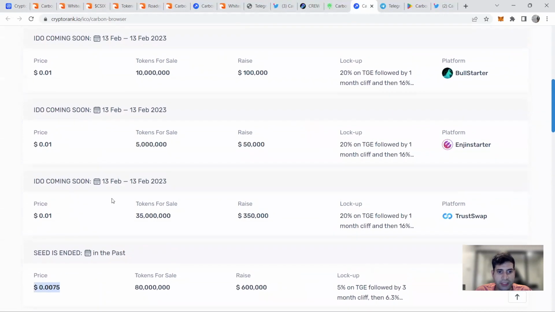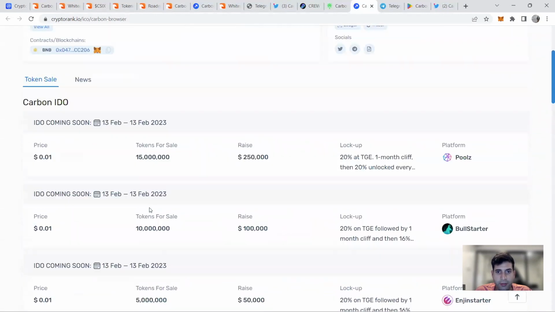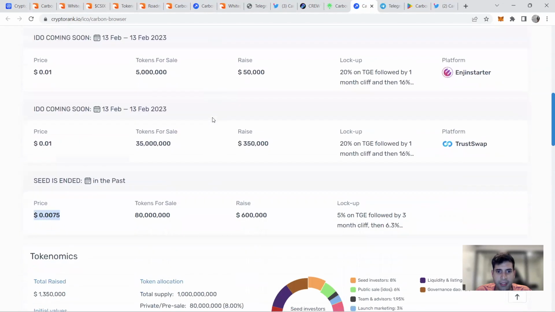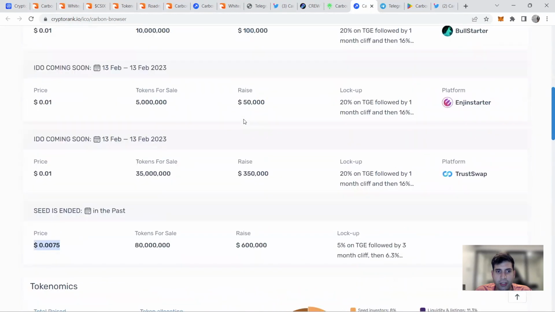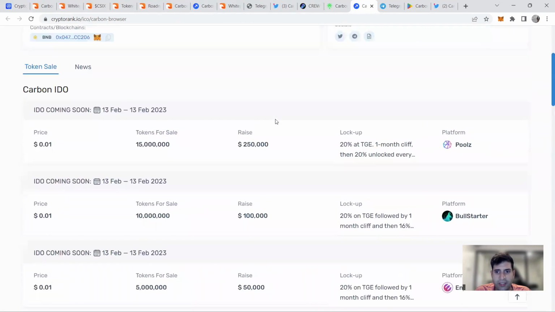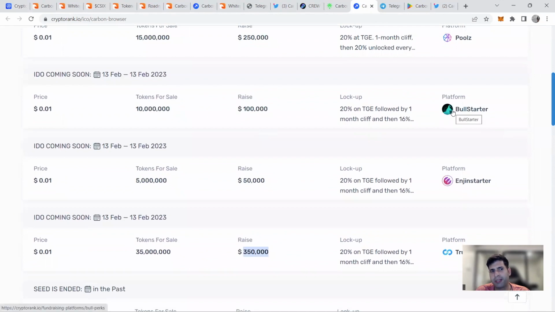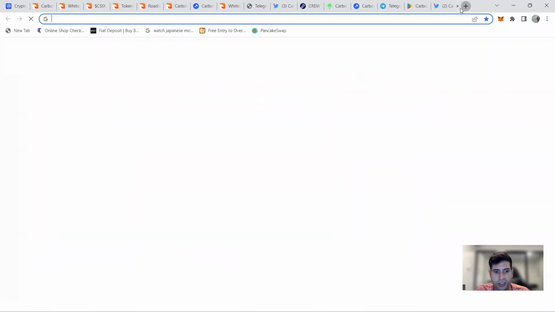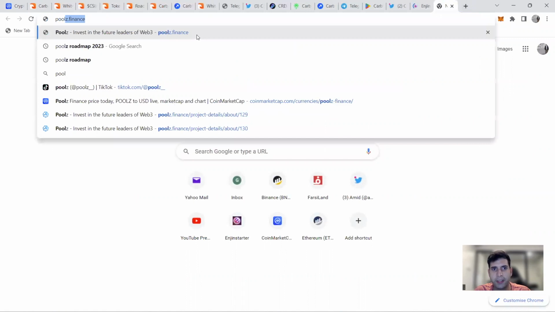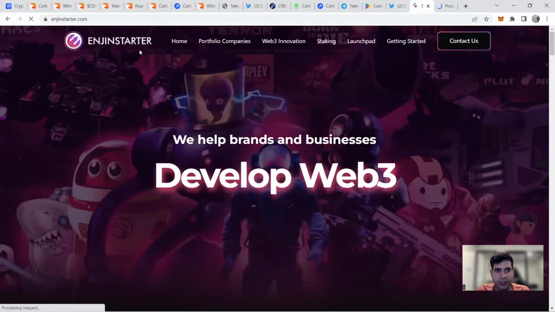So at the price of 1 cent, they have 750K worth of sale happening on the public round. Trustswap being the largest one. The Trustswap campaign already started, so I'm not going to go through that. And Bullstarter as well. The whitelist campaign already started for Bullstarter and Trustswap, and I'm not going to go through them, but I'm going to go through Enjinstarter and Poolz just to show you how you are eligible to participate. I've talked about both launchpads previously a lot, because they're my favorite launchpads.